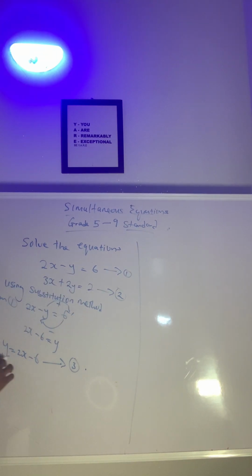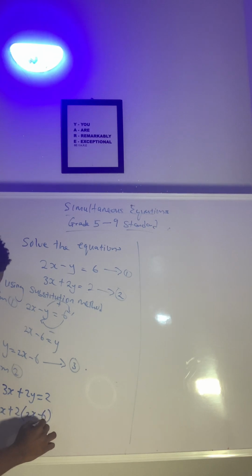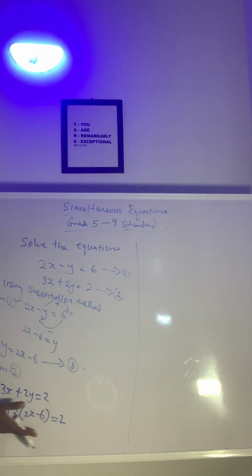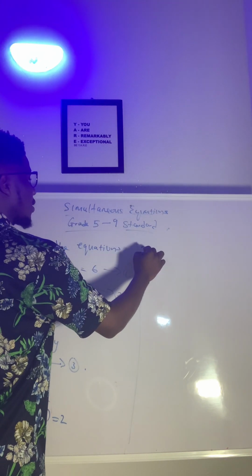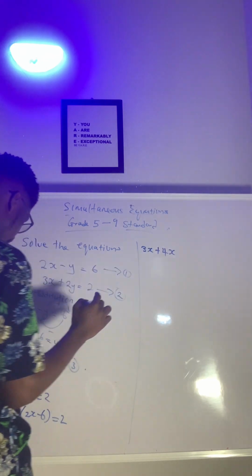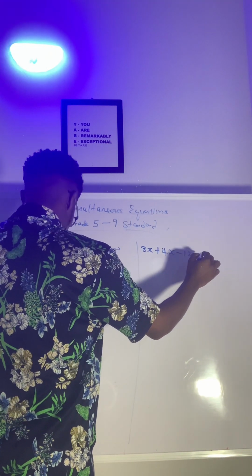From equation 2, I have that 3x plus 2y is equal to 2. So that gives me 3x plus 2 into, because y is 2x minus 6, that'll be 2 times (2x minus 6) is equal to 2. Right, so I'll continue from here. I'll simplify this. That gives me 3x plus 4x minus 12 is equal to 2.